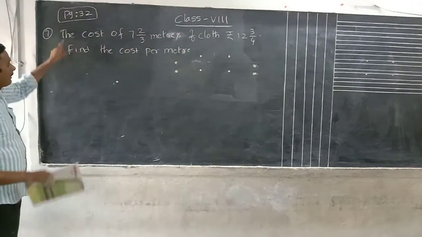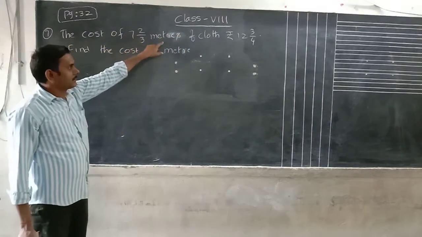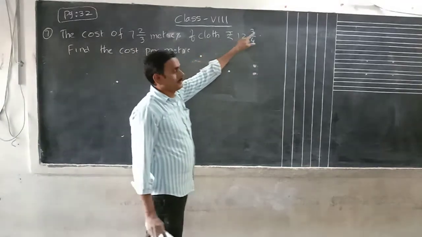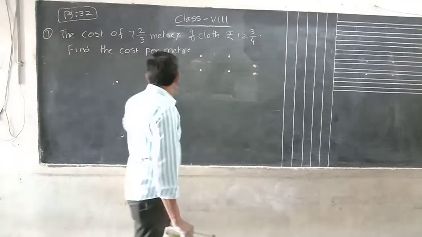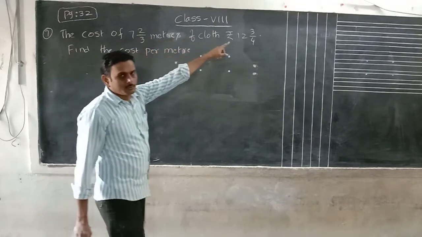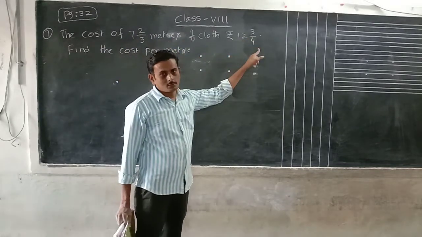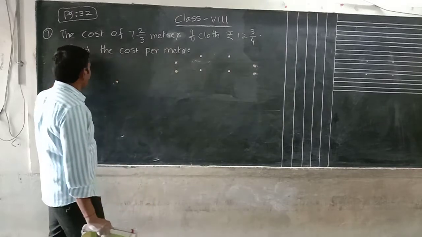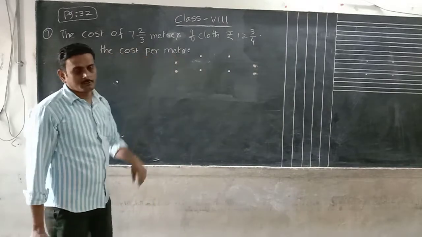Okay, what is the question? The cost of 7 2/3 meters of cloth is 12 3/4 rupees. Find the cost per 1 meter. What is the cost of 1 meter?